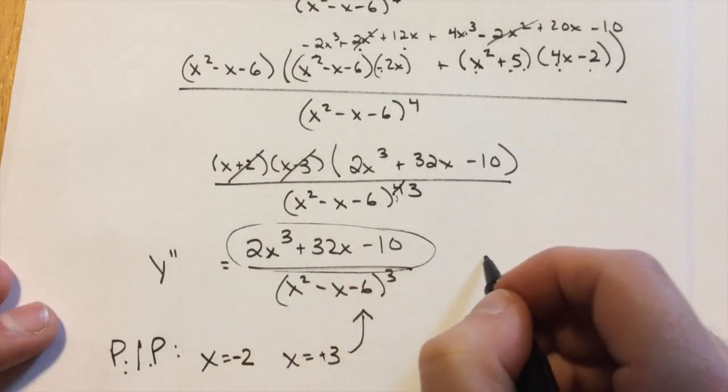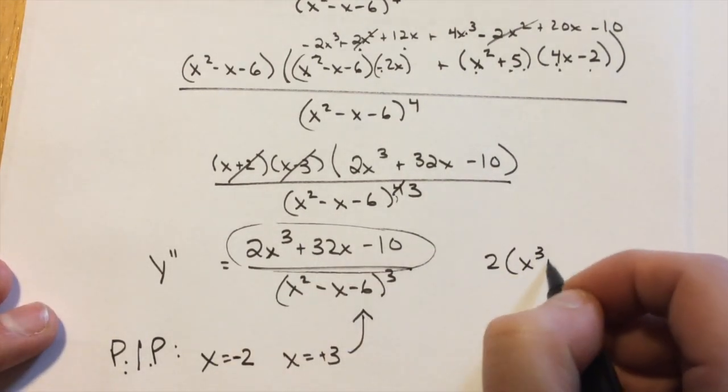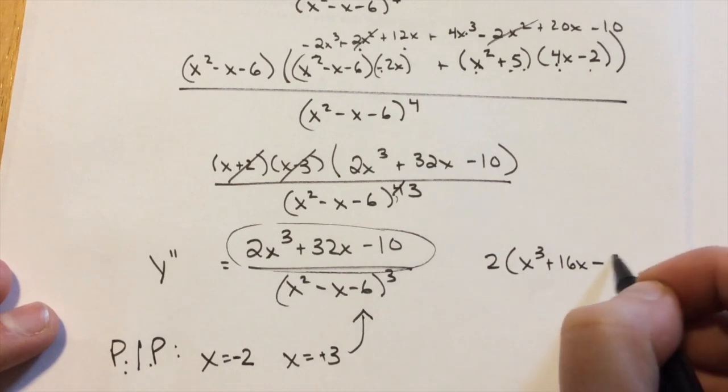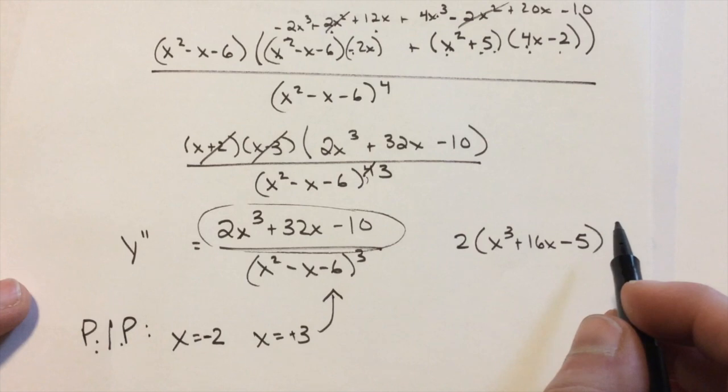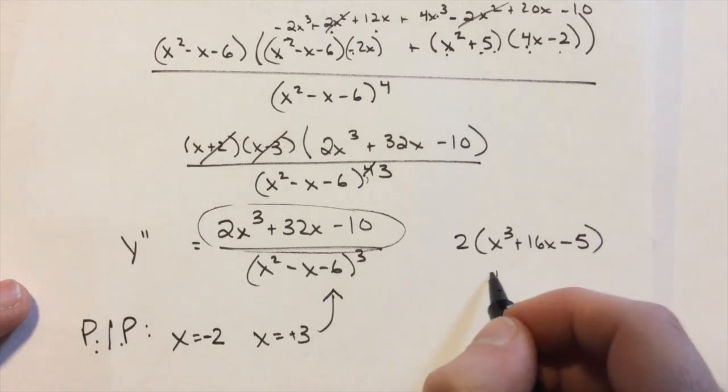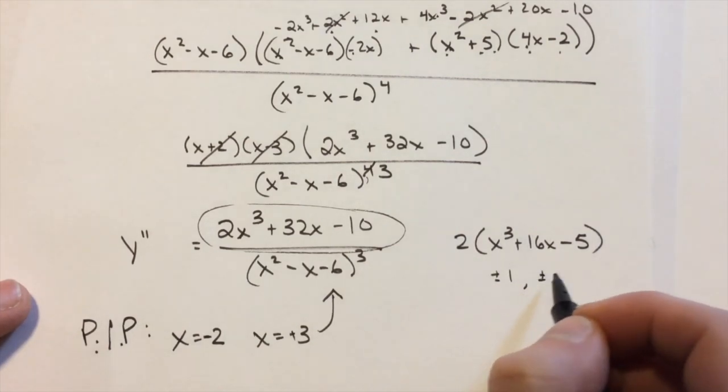I could factor out a 2. That would be x cubed plus 16x minus 5. And that's too difficult to factor. We could do it. It's going to be plus or minus 1 or plus or minus 5.